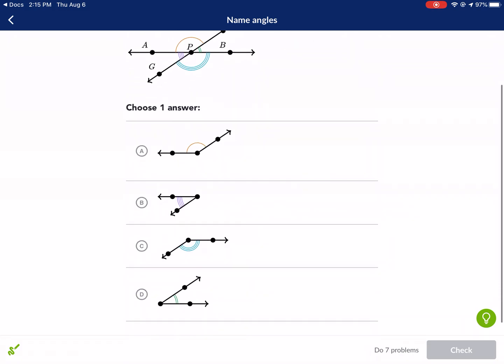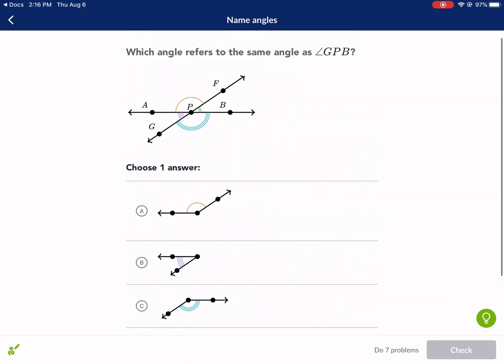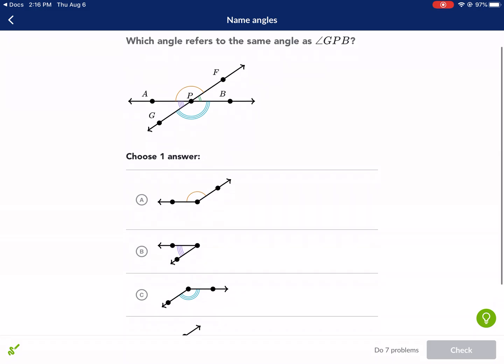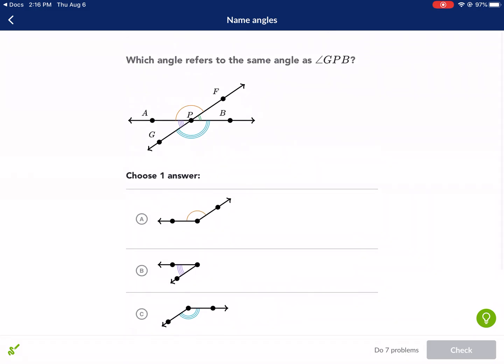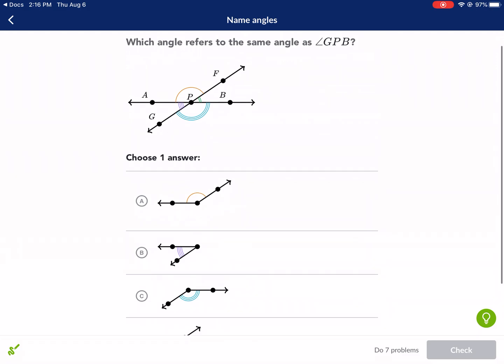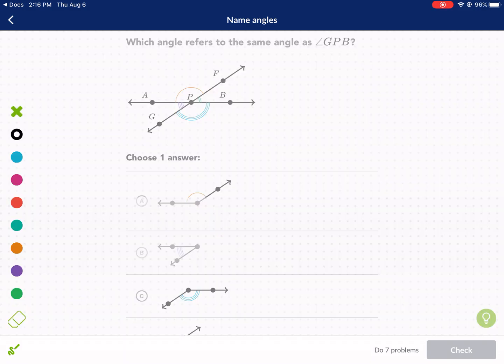And even seniors seem to struggle with this concept later on as they don't use this on a day-to-day basis, and they go 2 years without taking geometry. So let's try to really clarify some core issues here and help you to understand this a little bit better. The first question is, which angle refers to the same angle as angle GPB?